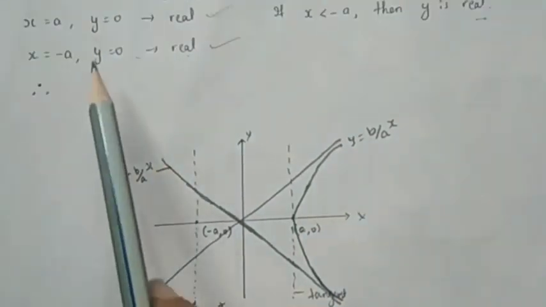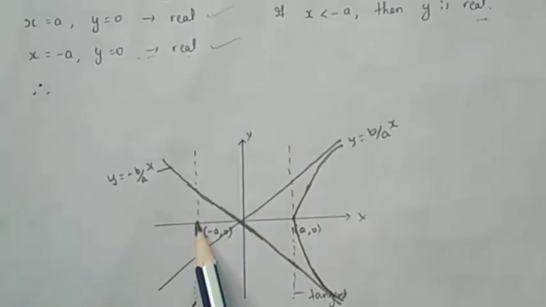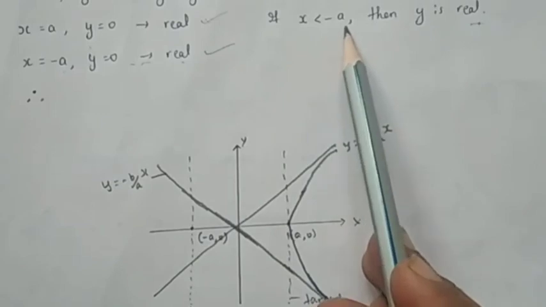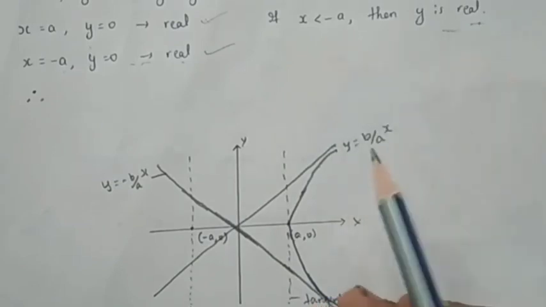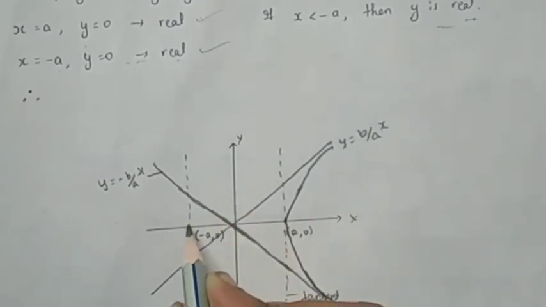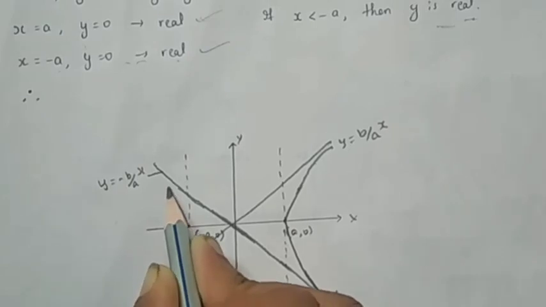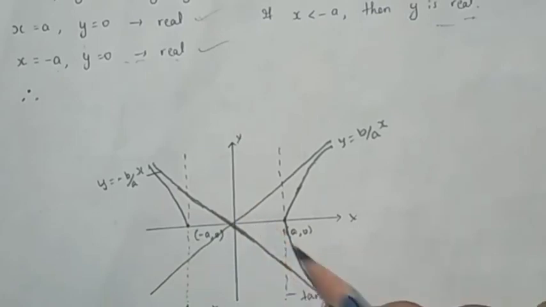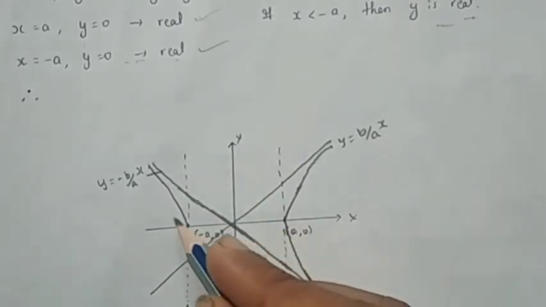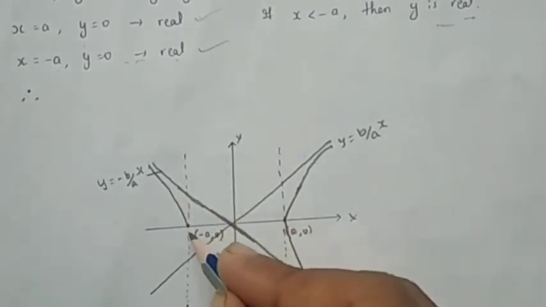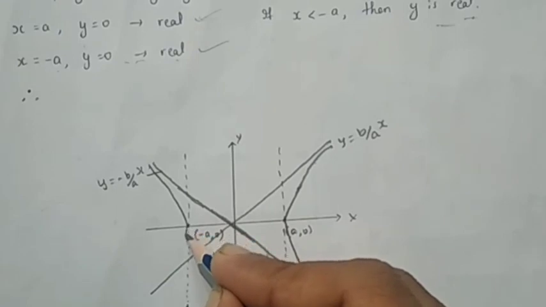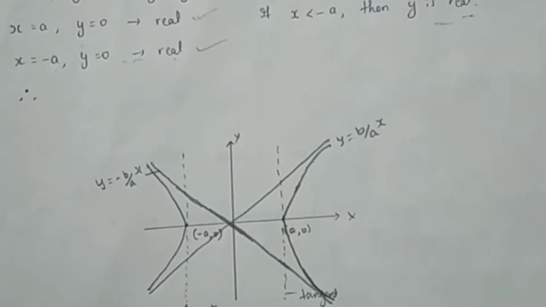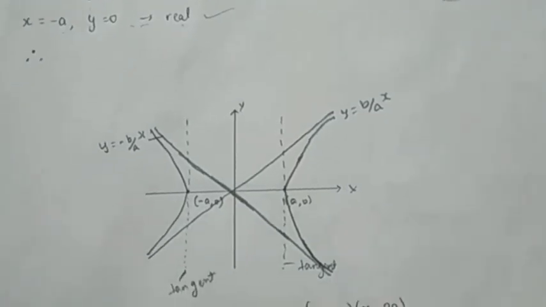At x is equal to minus a, the y is real, and if x is less than minus a, the y is real. So we trace the curve like this. This straight line touches this curve at infinity, and the curve is symmetric about the x-axis. So we trace the curve like this also. This is the curve tracing.